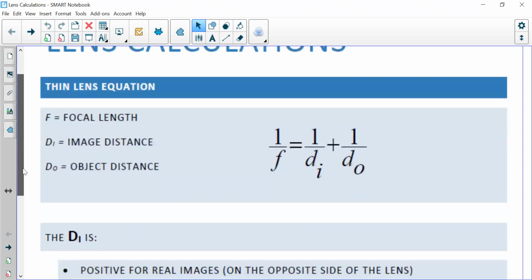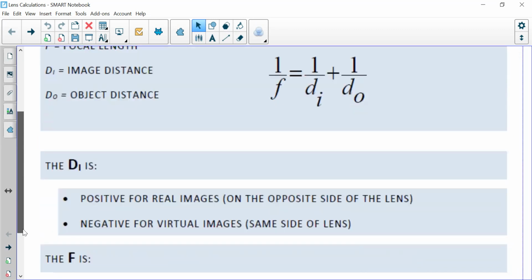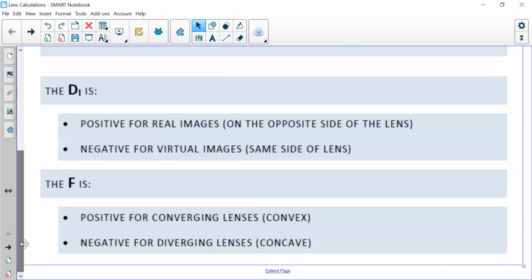Now, in these equations, the sign matters, whether it's positive or negative. So when we wrap up this unit, you guys will have a formula sheet. I will give you all of this. The DI, if it is a real image, will be a positive value. If it's a virtual image, it will be a negative value. So we have to read our word equations very, very carefully. If it says it's a real image, DI should be positive. If it's a virtual image, DI should be negative.